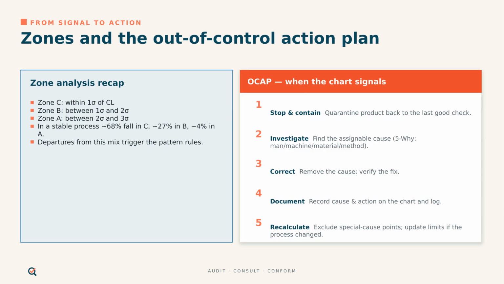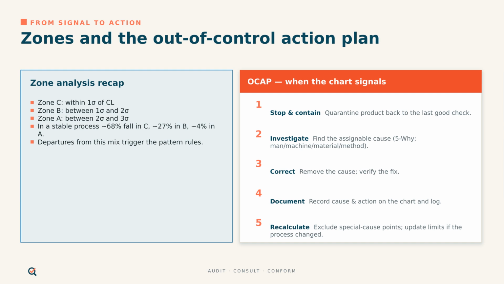Reading the zones is straightforward. Zone C is within 1 sigma of the center line. Zone B between 1 and 2. Zone A between 2 and 3. In a stable process, about 68% of points fall in C, 27% in B, and 4% in A. When the actual mix departs from that, the pattern rules trigger.